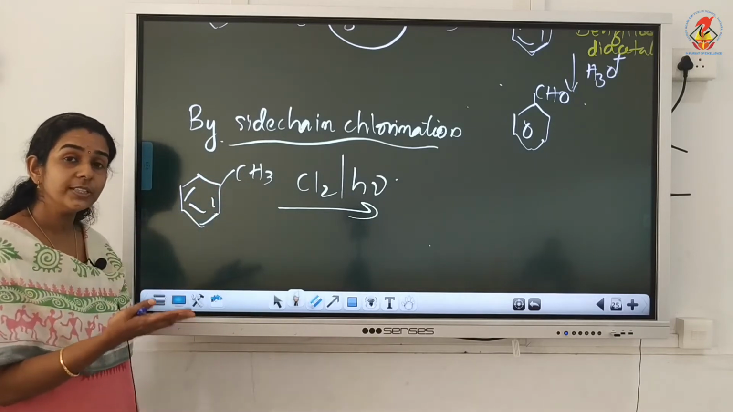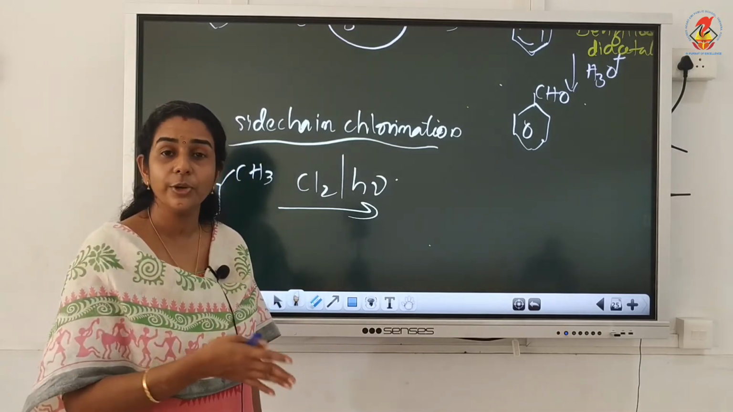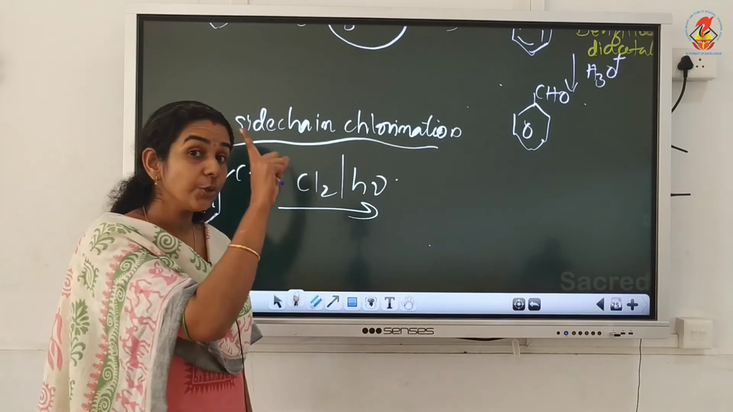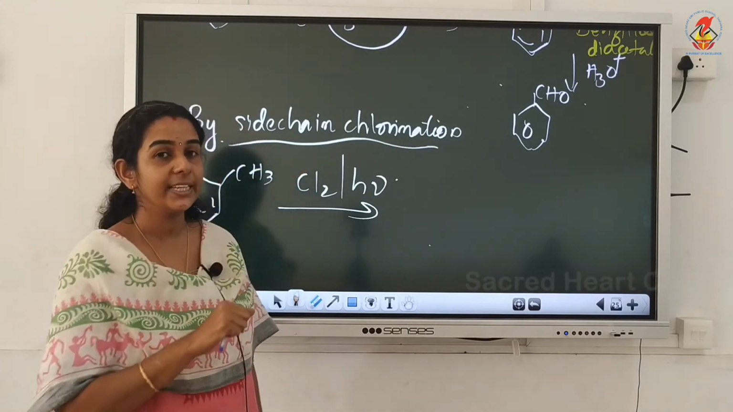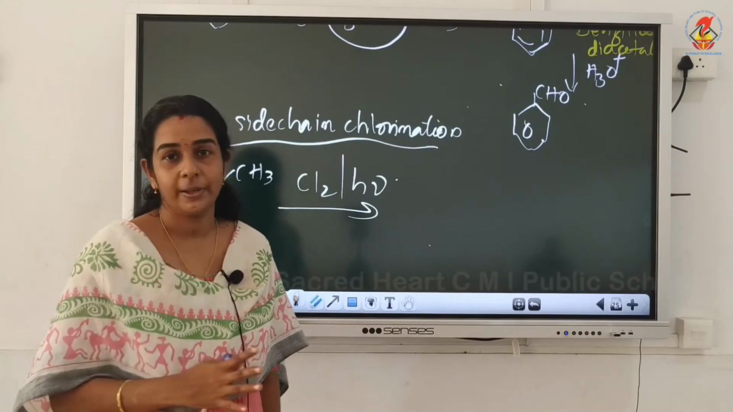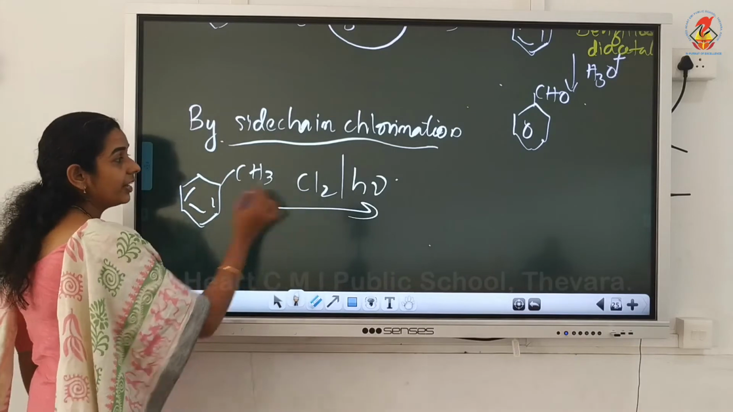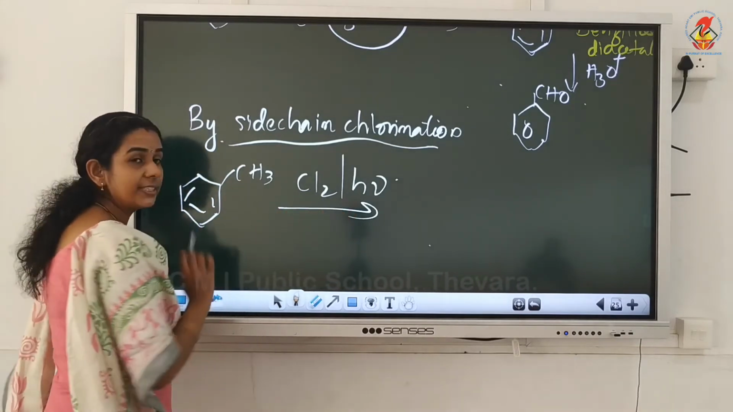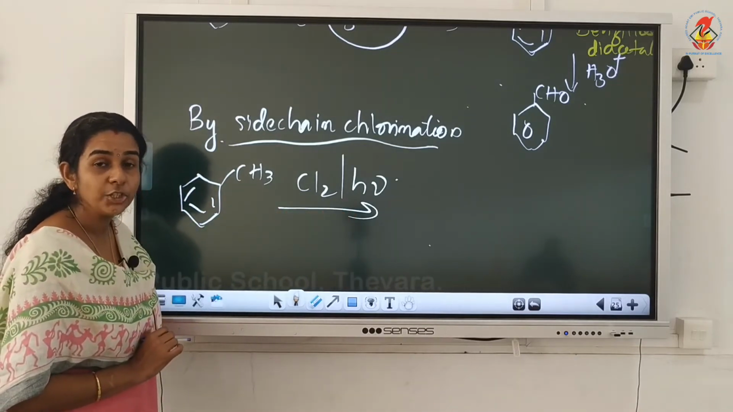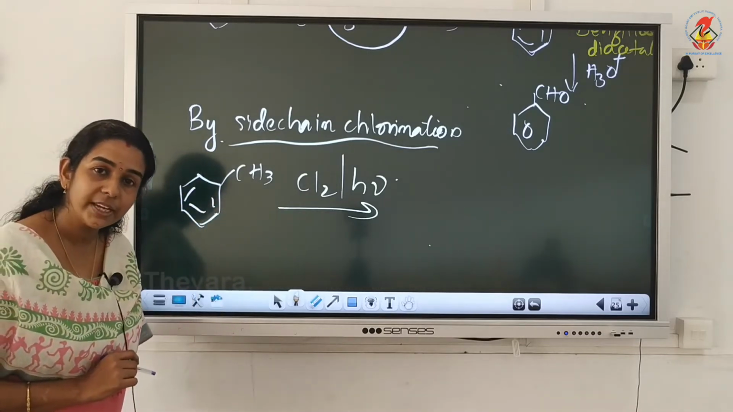But if I take chlorine in presence of a Lewis acid like ferric chloride or aluminum chloride, electrophilic substitution reaction will take place. That means chlorine will be introduced to the ring. So here there is no reaction in the ring. Here the reagent is chlorine in presence of sunlight or heat or light, and hydrogen from the side chain will be replaced by chlorine.